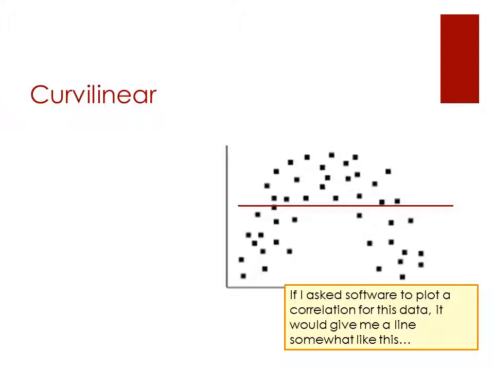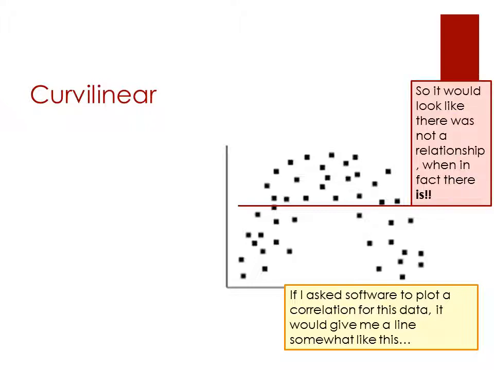So if I asked a software program to plot a correlation for this data, it would give me a line that would look somewhat like this. That looks like there's not really any relationship between the variables. Well, that's inaccurate. There is a relationship. As you can clearly see, there is a pattern. However, it is not a linear pattern. So using a software program to plot a simple linear regression analysis for this particular data plot would lead me to the false conclusion that there's not a relationship when in fact there is a relationship. I've simply tried to plug it into the wrong description level.